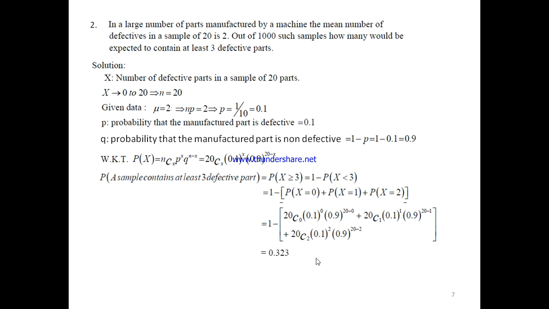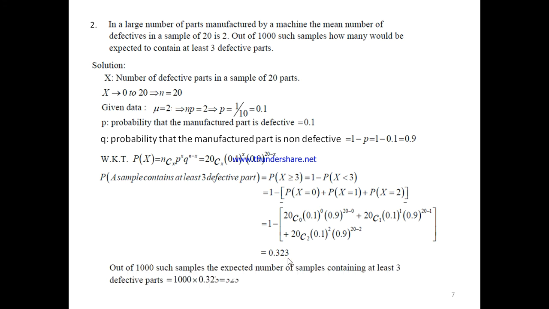And after simplifying the equation, we'll get our answer as 0.323. That is, the probability that a sample contains at least 3 defective parts is 0.323. If we want to calculate for 1000 such samples, multiply this value by 1000. So we'll get our final answer as 323. That is, out of 1000 samples, we can expect in 323 samples, we have at least 3 defective parts.